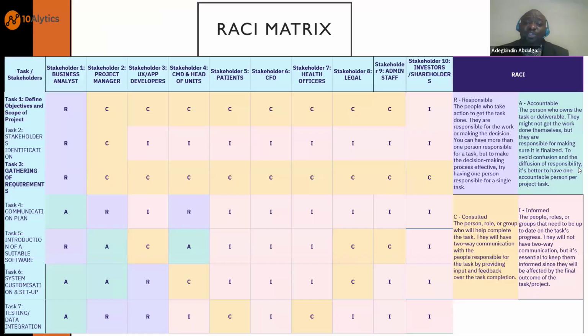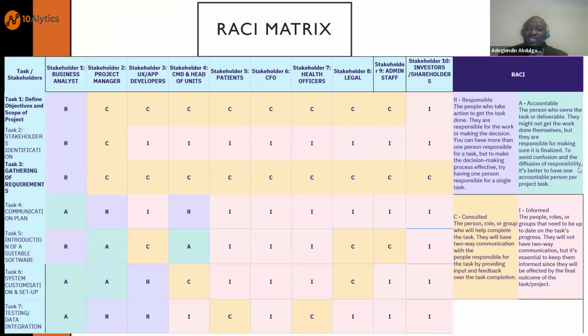This is a RACI matrix. The RACI matrix, like I said before, tells you who is responsible, who is accountable, who should be consulted, and who should be informed. If you look at the first row, it says the task and the stakeholder. We mentioned the name of the task there, and the stakeholder there is the business analyst. You see R is there, which means that person is responsible for what? Defining the objective and scope of the project.